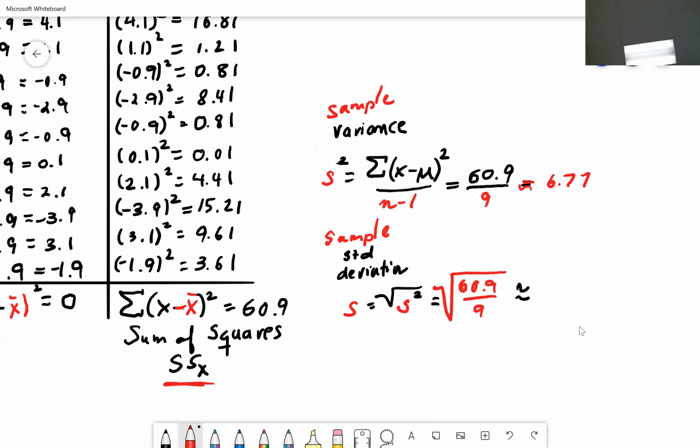Give me 1 second, I'm not used to this calculator. The square root of the number you kept in memory, the full number. And now you get approximately 2.601, whatever, 2.6. And so that is how you do the sample standard deviation. It's the same thing as the population standard deviation, except that when you're finding your variance, you're going to divide by 1 less than the total amount of numbers.